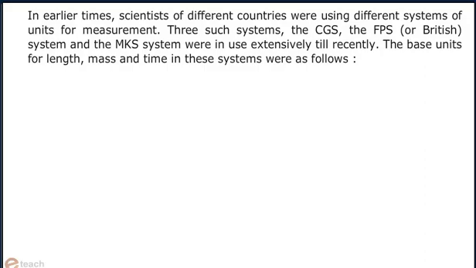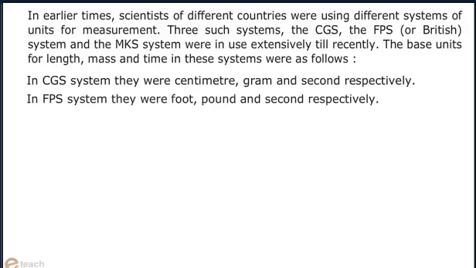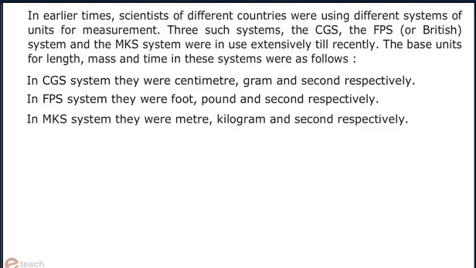The base units for length, mass, and time in these systems were as follows. In CGS system, they were centimeter, gram, and second respectively. In FPS system, they were foot, pound, and second respectively. In MKS system, they were meter, kilogram, and second respectively.